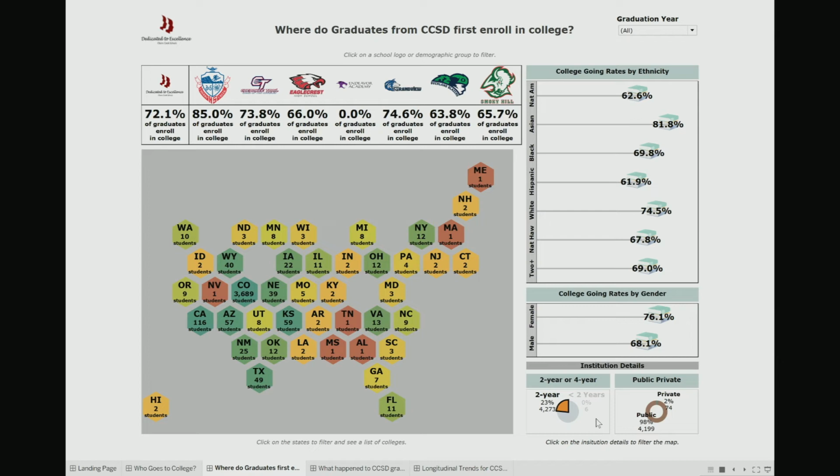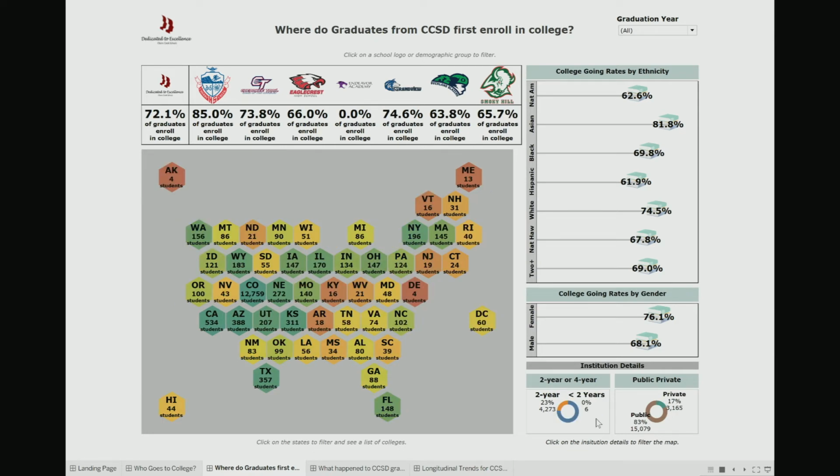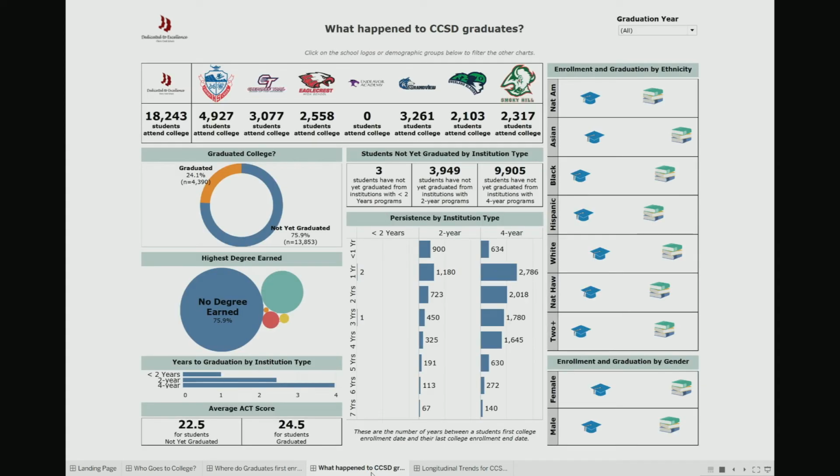So what happens to our students? Thinking about that graphic we put up earlier, do they persist and do they finish? So what happened? Across our last 7 graduating classes, 1 in 4 of our students have graduated.